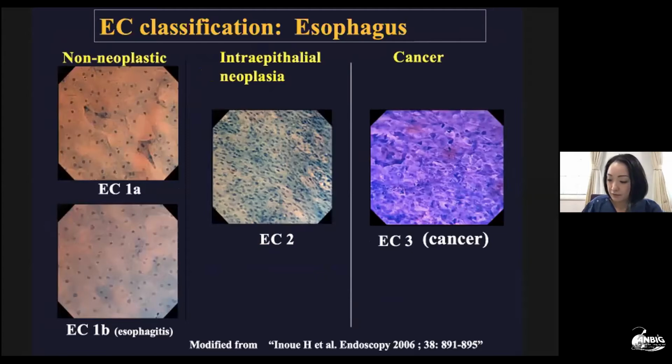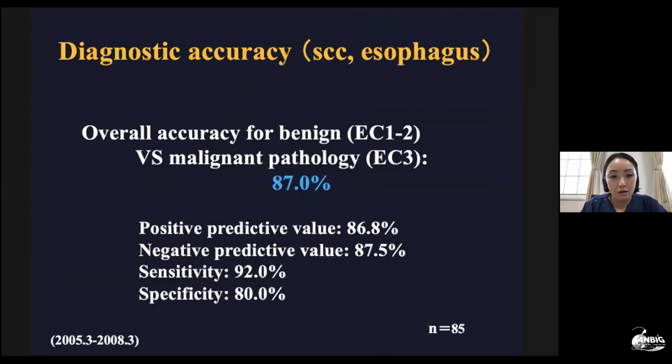This is the modified EC classification. We simplified it and categorized the pictures into 3 different groups, consisting of non-neoplastic, intraepithelial neoplasia, and cancer, which will probably be easier to understand, simpler. This is the result from our institution again, and the accuracy was sufficient, we believe.